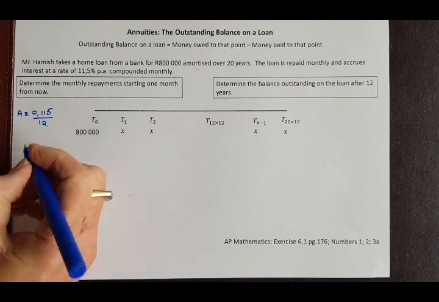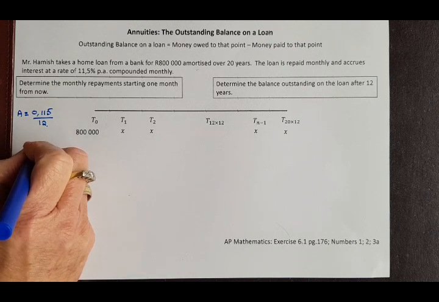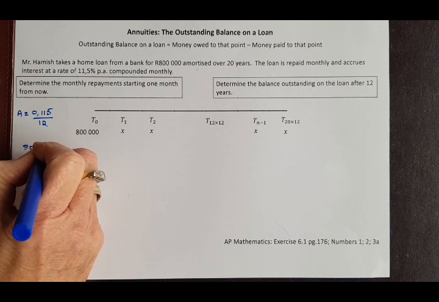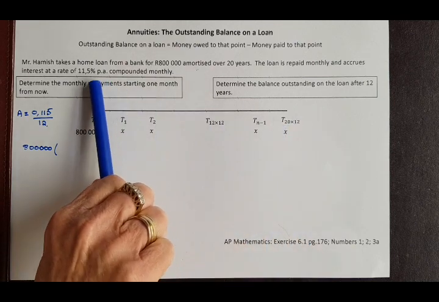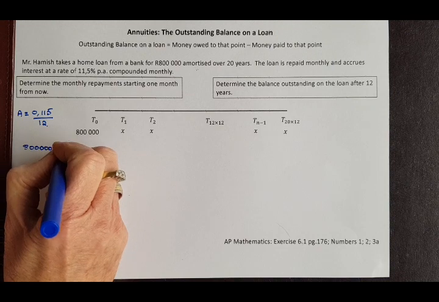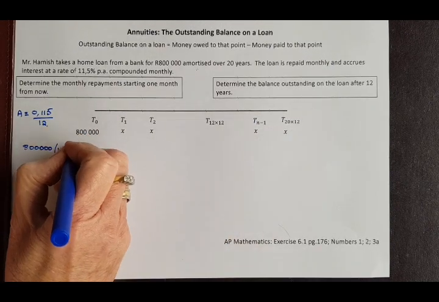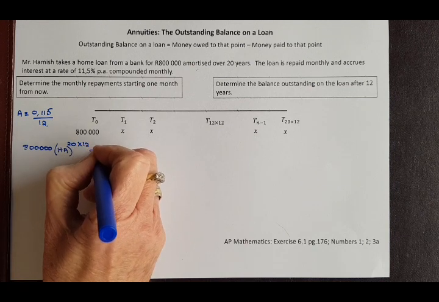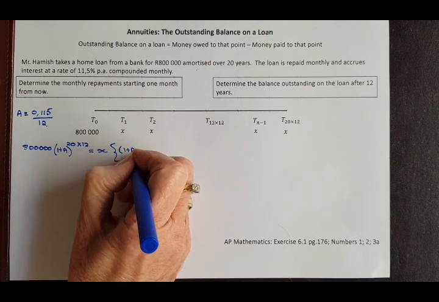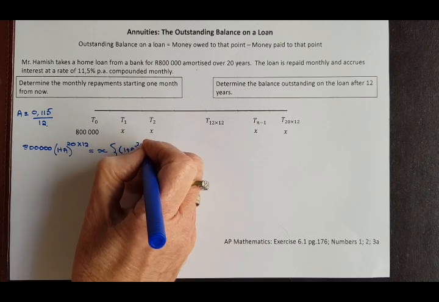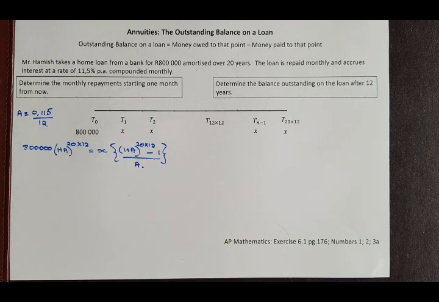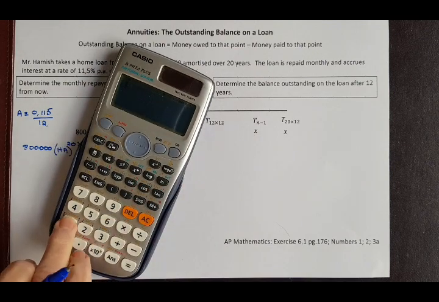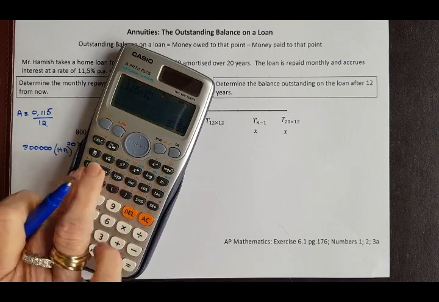So this is the same as previous videos, so we're going to say the money we owe, 800,000, and the interest, because now I'm just working out my monthly payments, so 1 plus A, to the end of my timeline, 20 years compounded monthly, is equal to my monthly payment, 1 plus A to the power of 20 years compounded monthly, all over A. Okay, so 0.115 divided by 12 equals, shift store in memory A.